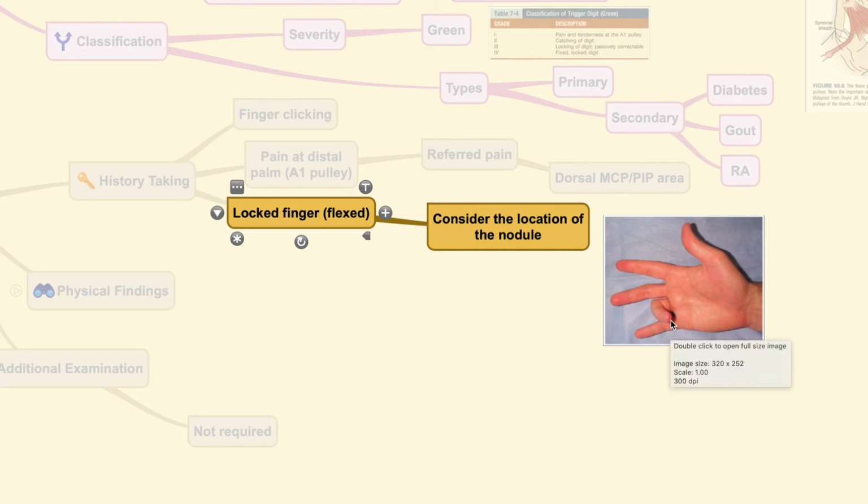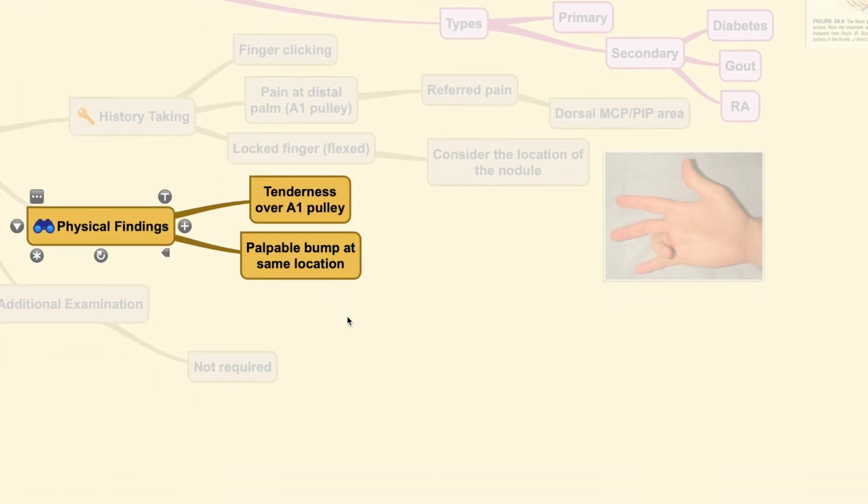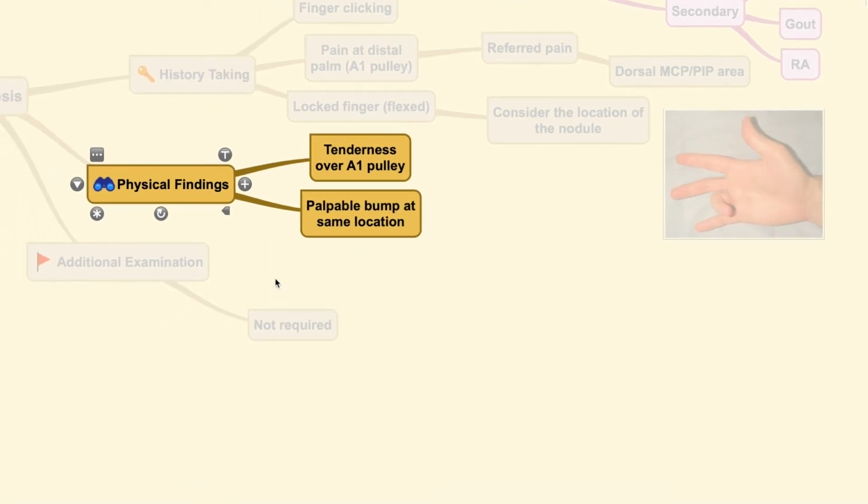After the finger is flexed, the nodes formed along the inflamed tendon will be caught proximal to the A1 pulley, and any attempt at extending the finger will be difficult. For the physical findings, usually you could only elicit pain. There should be tenderness along the A1 pulley, but sometimes in chronic cases where the tendon has inflamed, there could also be a palpable bump at the same location.